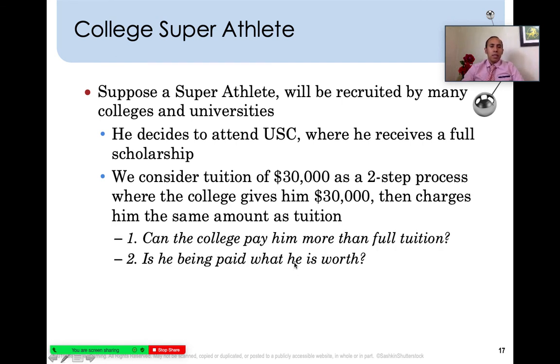In this case, there's two questions that come about. Can the college pay him more than full tuition? And this is a lot of the big issues that come about in college athletics teams. Some people say no, if they cap full tuition, then that's it. Full tuition includes room and board, the classes, the meals, etc., and maybe money left over for books. But essentially, it might be more than tuition, right? Because there may be extra grants for books and supplies.